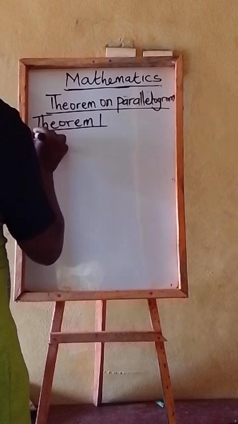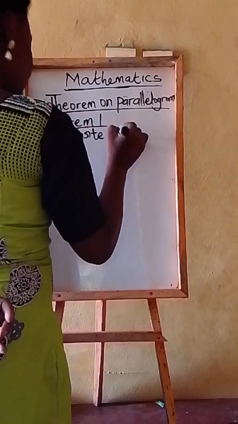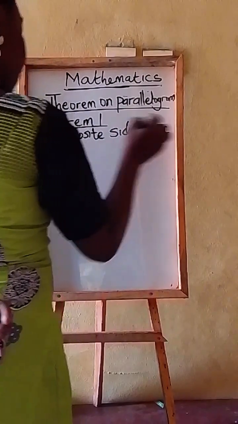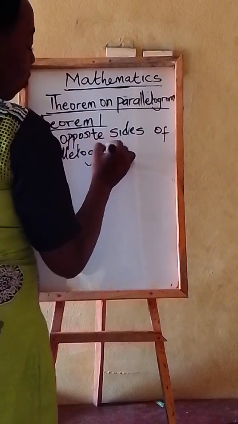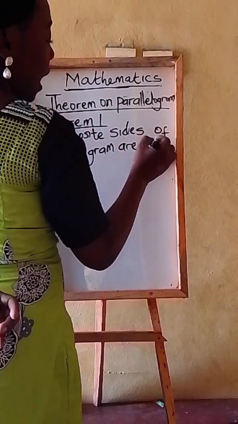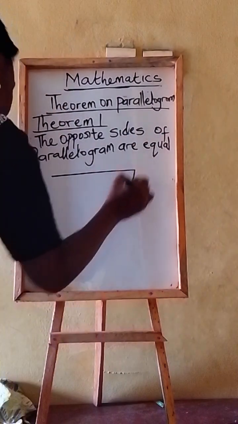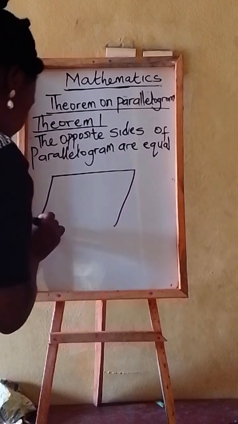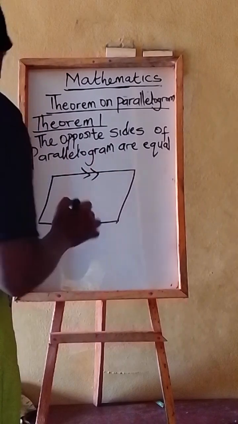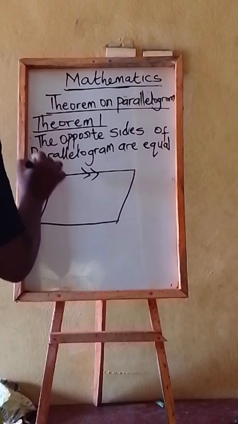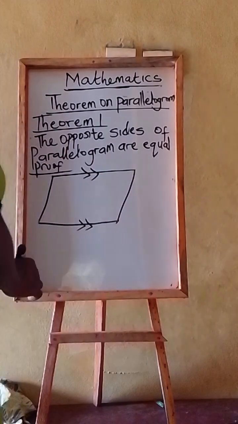Theorem 1. The opposite sides of a parallelogram are equal. So, we want to prove that the opposite sides of a parallelogram are equal.